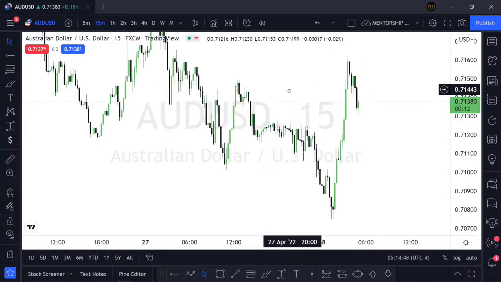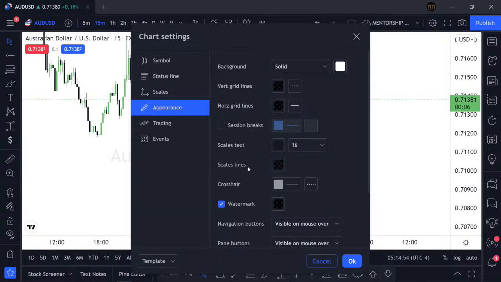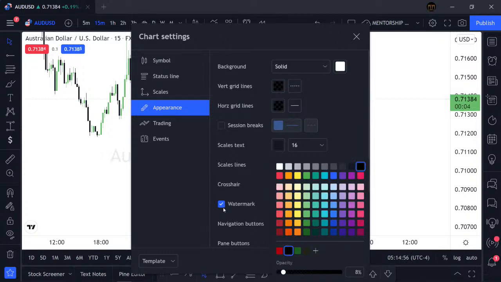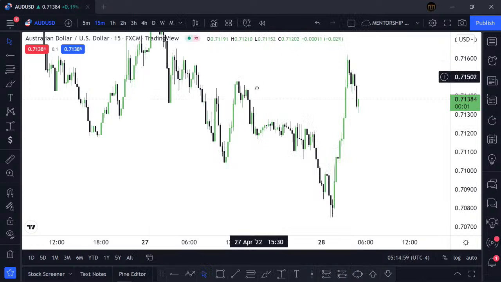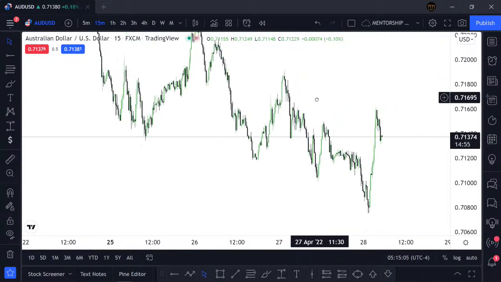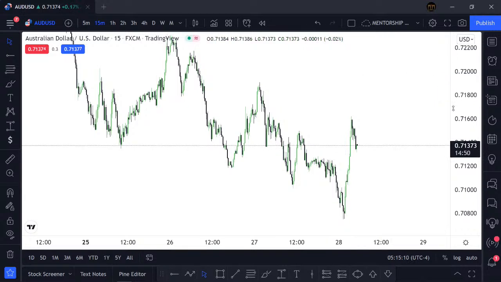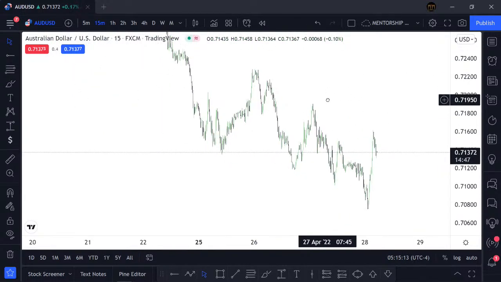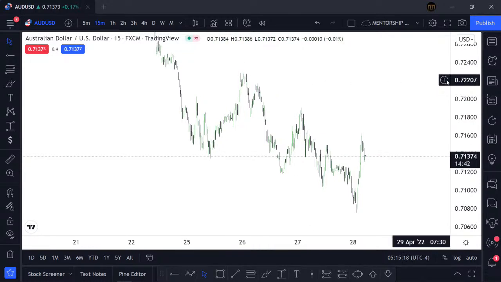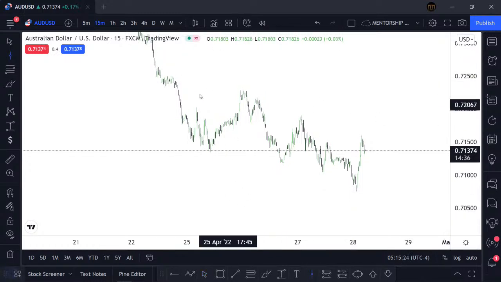Now, on the Aussie dollar, let me reduce the opacity of the watermark here. Let me just disable the watermark. A 15 minutes chart. Remember, I've always told you, what are we looking for? We are looking for a weekly low and a weekly high on a Thursday. Thursdays, we need to have either a weekly high or a weekly low. So let's mark here.